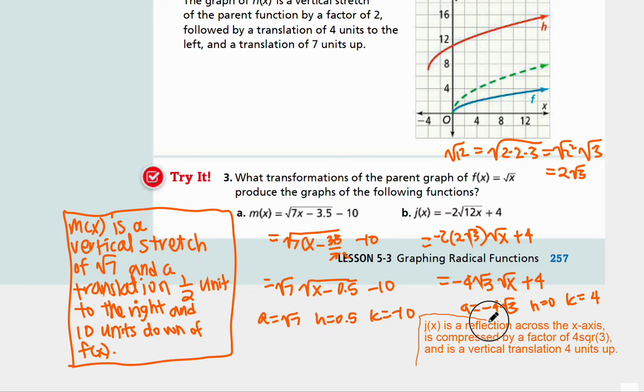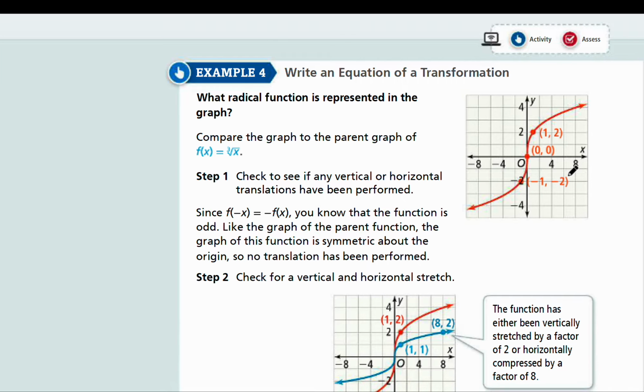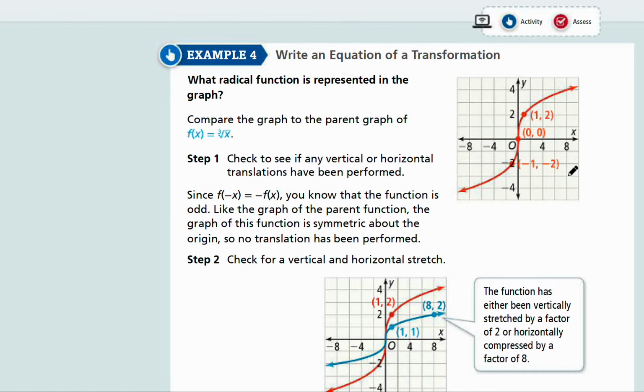So see if you got these right, and if you did, good job. That was example 3, and try number 3. Let's look at example 4. Write an equation of a transformation. What radical function is represented in the graph? Compare the graph to the parent graph of cube root x.